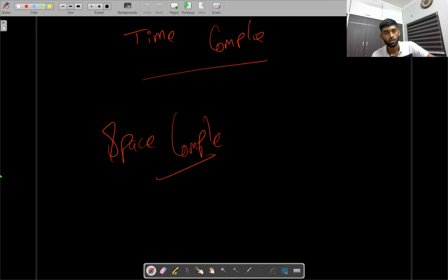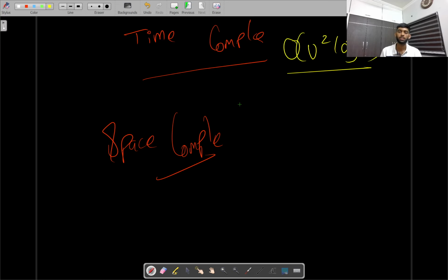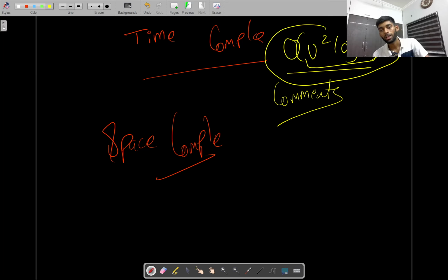Now let us talk about time complexity. Time complexity is O of V square log V. Now let me tell you honestly, the derivation for this particular thing is quite complex. If you guys want to understand, please write it in the comments below. We will be making a separate video for just the complexity of Dijkstra's algorithm, and space complexity is V, because to store distance at each and every node we are using an array or vector of size V.